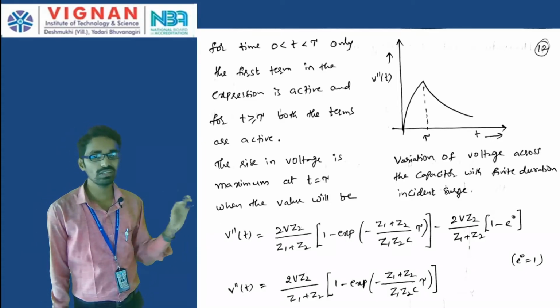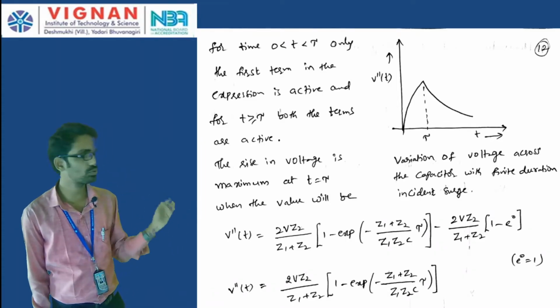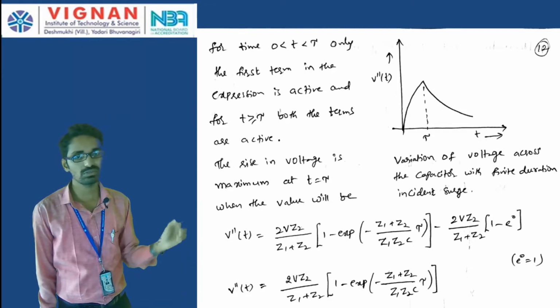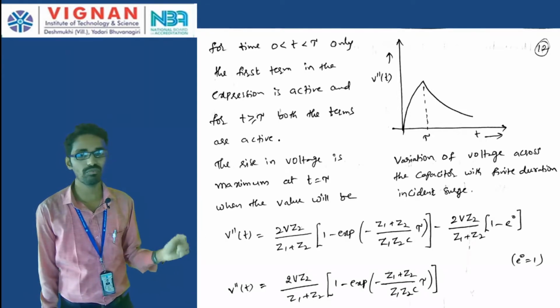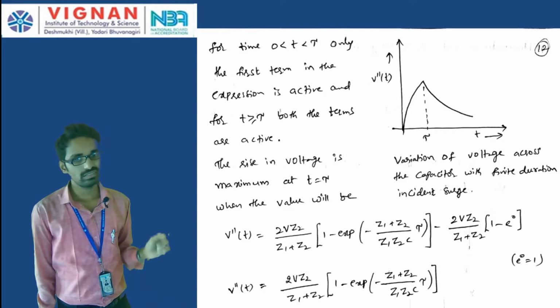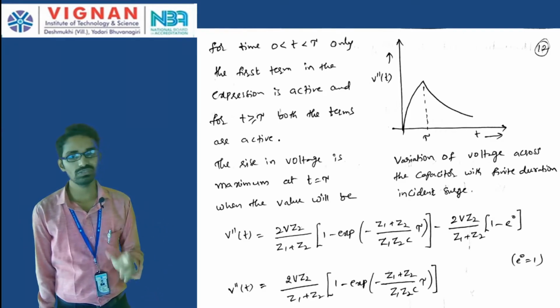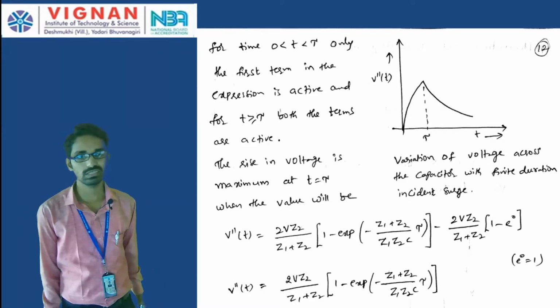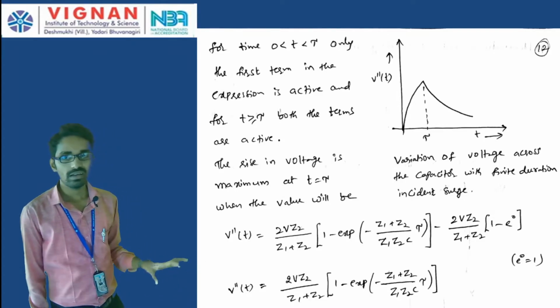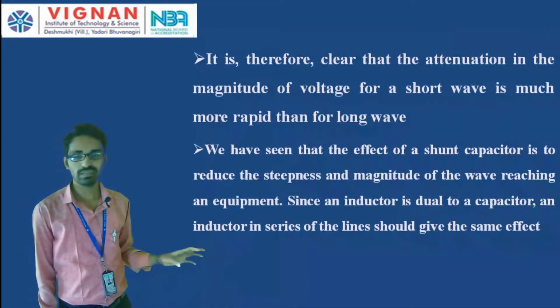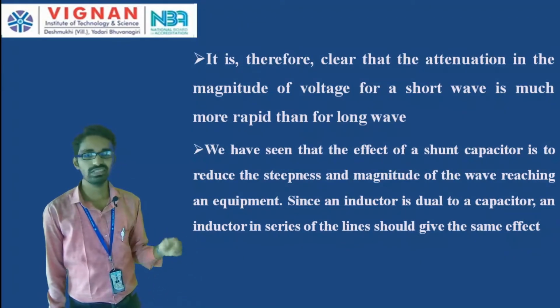Then you are going to get only the first term, that is v double dash of t equal to 2v z2 by z1 plus z2 into 1 minus e to the power of minus z1 plus z2 by z1 z2 c into tau. So that is the capacitor connection at the T junction.